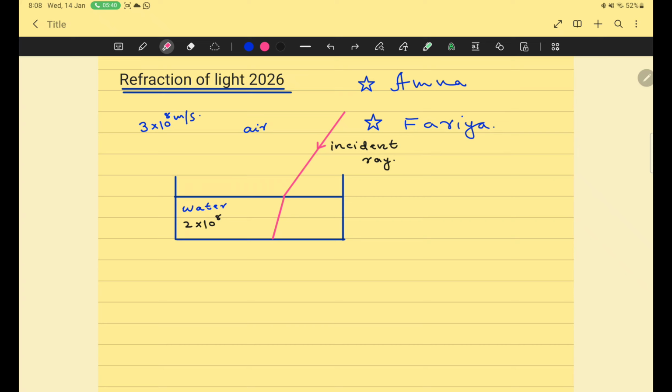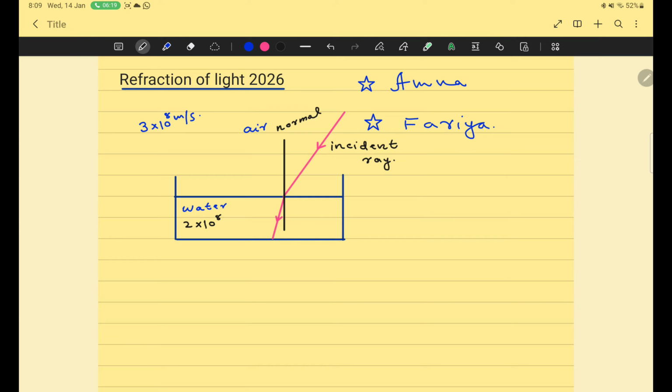It will bend into the water. And if I draw a normal, meaning a line at 90 degrees with the boundary, then this line is called the normal. So the original path of this incident ray is like this, but when the light enters into water, where it slows down, then it cannot continue the same path and it bends towards the normal. And this phenomenon is called refraction of light.